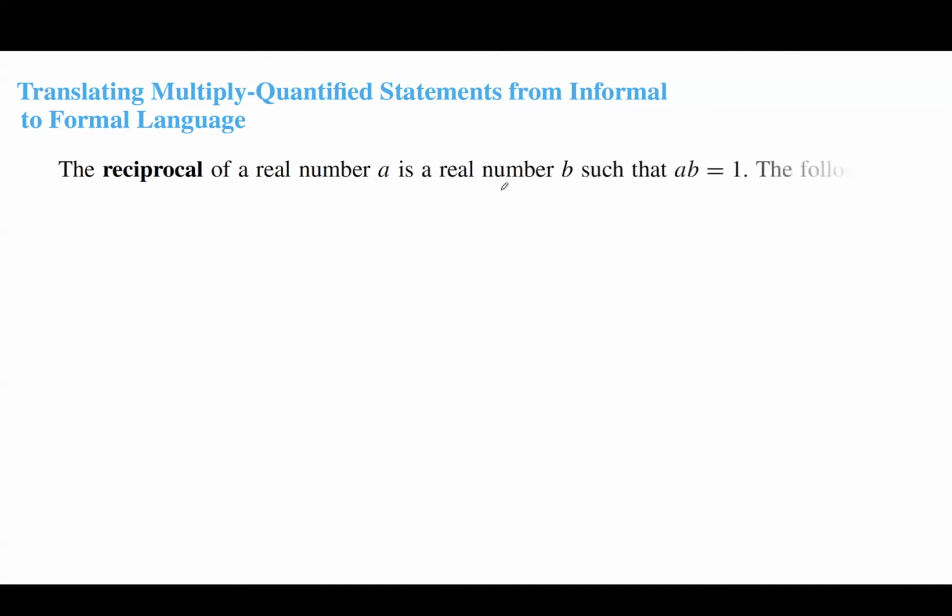How do we translate multiple quantified statements? For example, remember the definition of reciprocal. The reciprocal of a real number like A is a real number like B such that A times B is equal to 1. The following two statements are true.